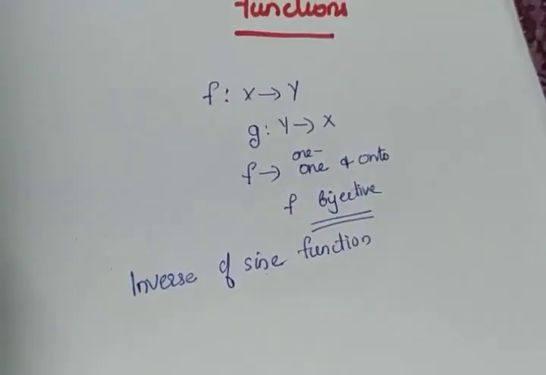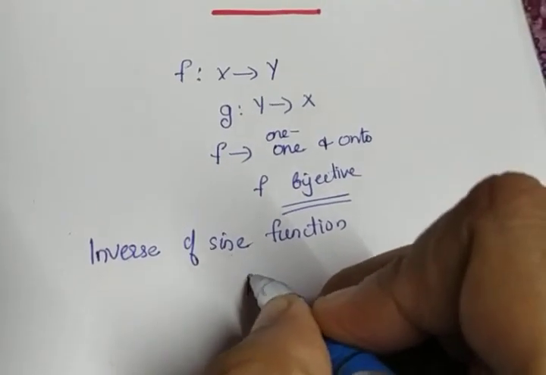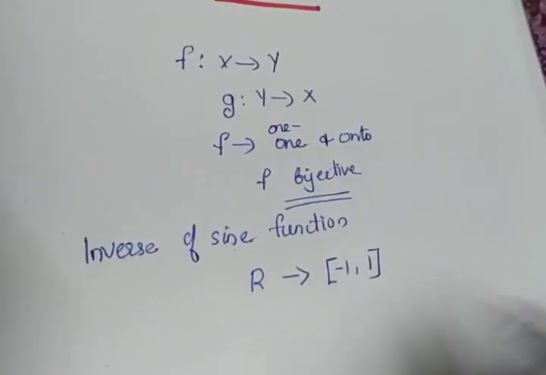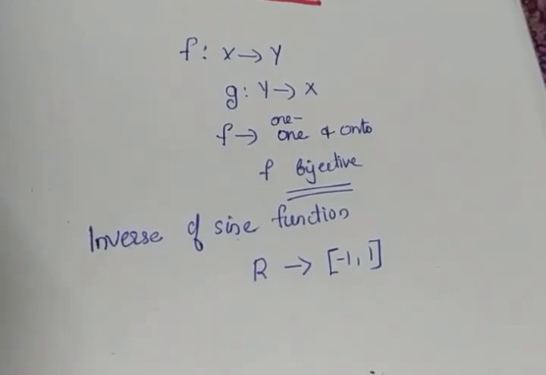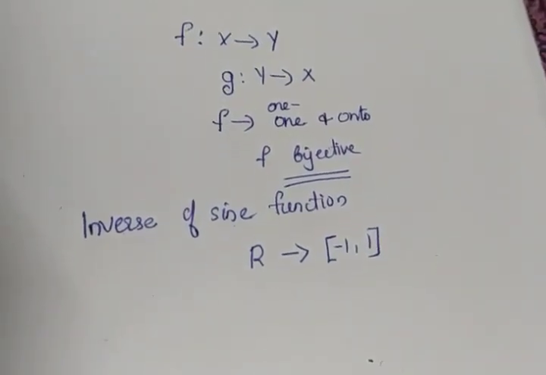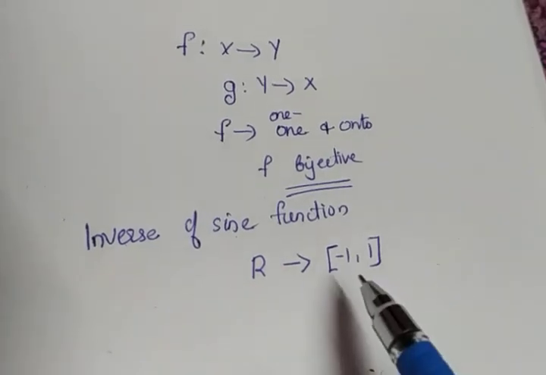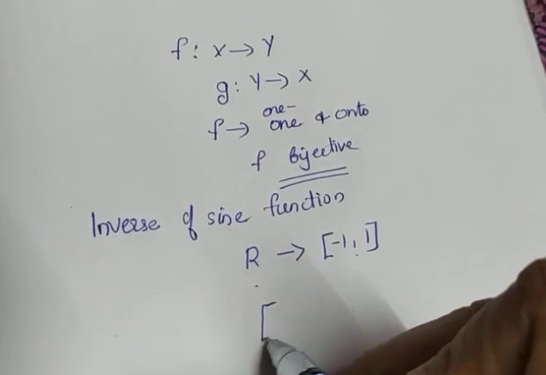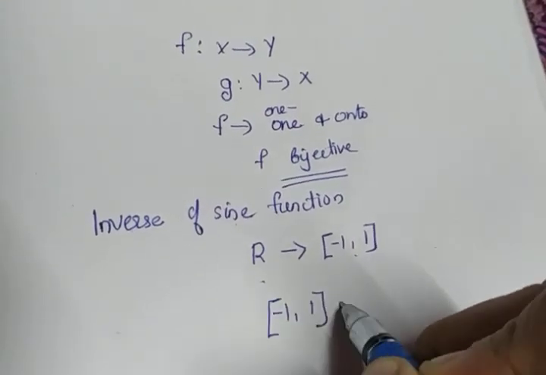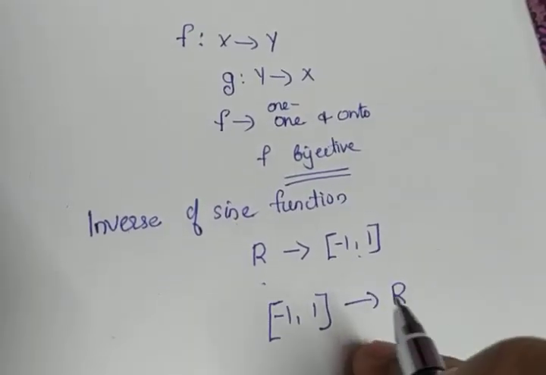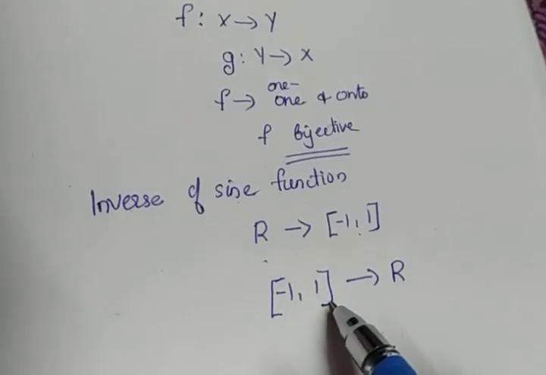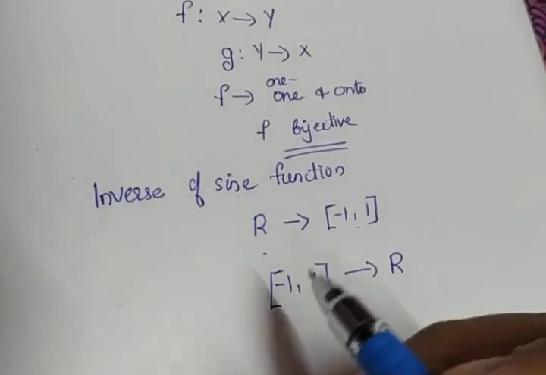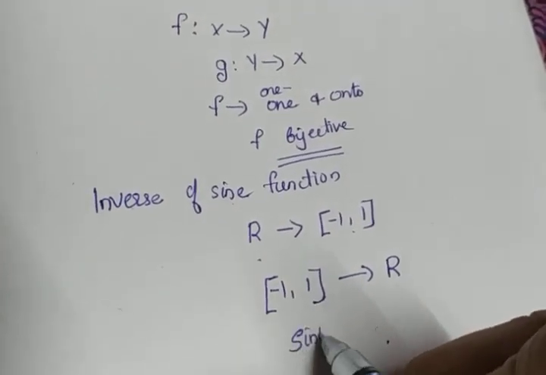Sine function is a function defined from R to closed interval minus 1, 1. Isn't it? Sine function is a function with the domain R and range as minus 1, 1. To find the inverse of sine function, we have to consider a function from minus 1, 1 to R. To find the inverse of this function, first we need to check whether it is 1, 1 and onto.